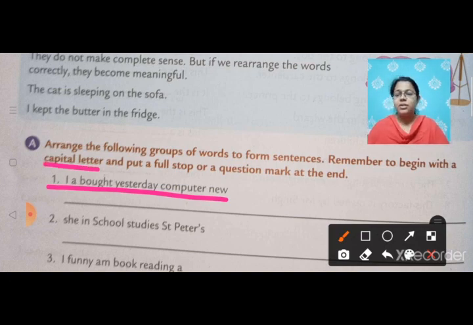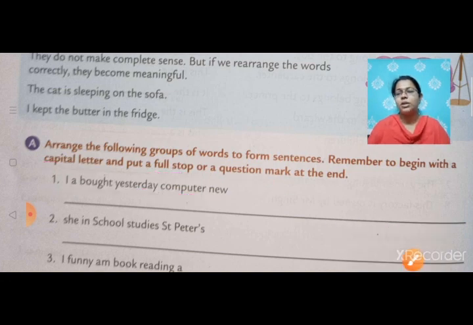And if the sentence is a normal statement, we are going to put a full stop. और अगर वो question के form में है, then we are going to put a question mark at the end. Okay? So, let's start the exercise. I hope that you understood what we are going to do in this exercise. So let's do that.